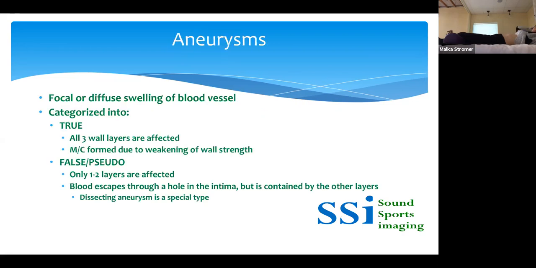Okay. Aneurysms, as we know, are focal or diffuse swellings of a blood vessel, and they're categorized into what we call true and false aneurysms. True aneurysms are aneurysms that involve all three wall layers of the vessel, and false or pseudoaneurysms are those that involve only 1 to 2 layers of the blood vessel. An example of a pseudoaneurysm is a dissection.